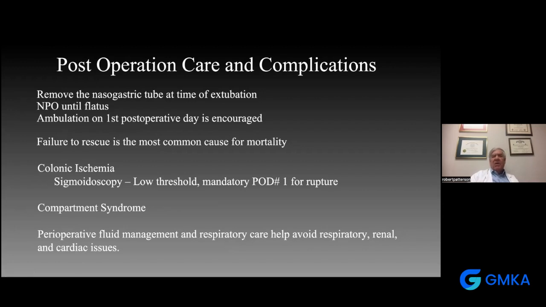The most common cause for mortality and extended morbidity in the aortic population is the term failure to rescue, not being able to recover from renal problems, from colonic ischemia, from myocardial infarction. And staying vigilant and looking out ahead of time for these potential complications is the most important thing to reduce the mortality in your population.